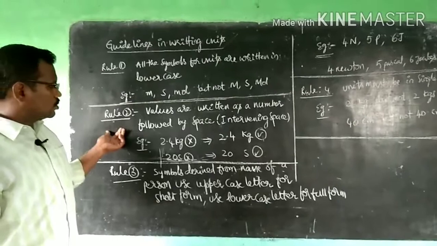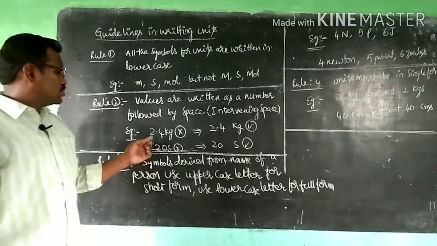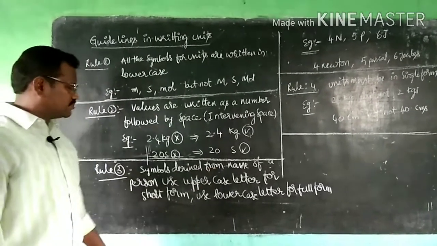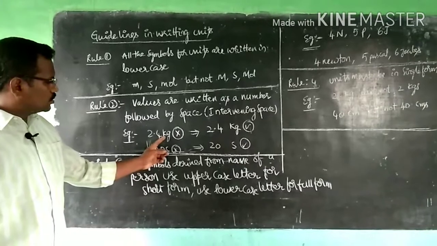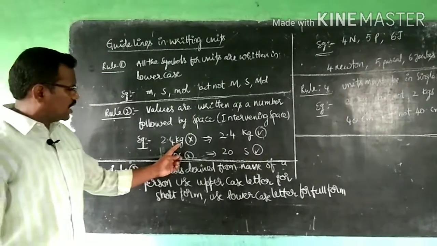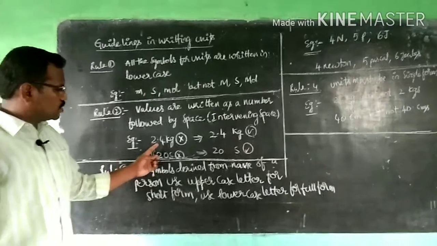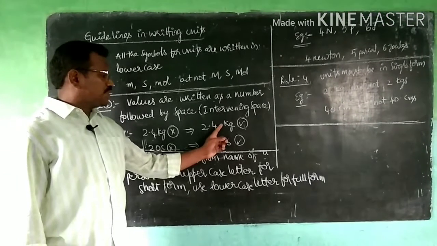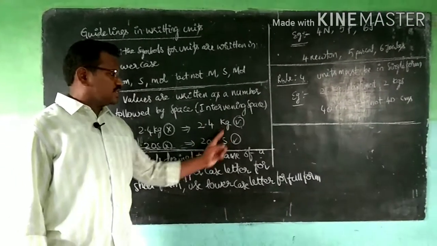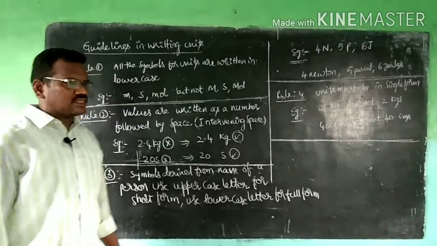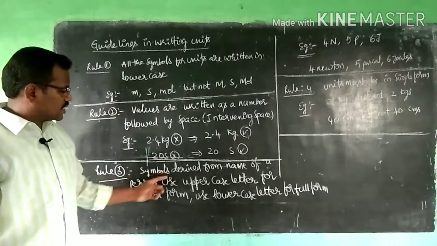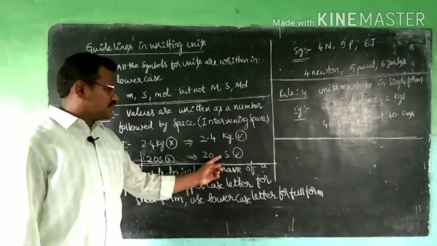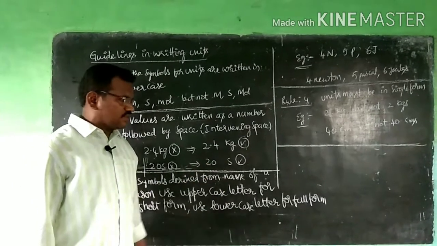Come to rule 2. Observe here, 2.4 kg. I wrote one example, and here also 2.4 kg. What is the difference? In one, there is no gap between the magnitude and unit. Here I have given a little bit of space between the magnitude and unit. This is the exact correct method. Once again, there is no gap between magnitude and unit here, and here a little bit of gap is there between the magnitude and unit.